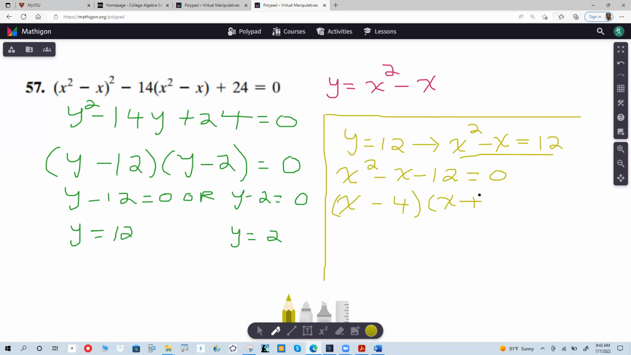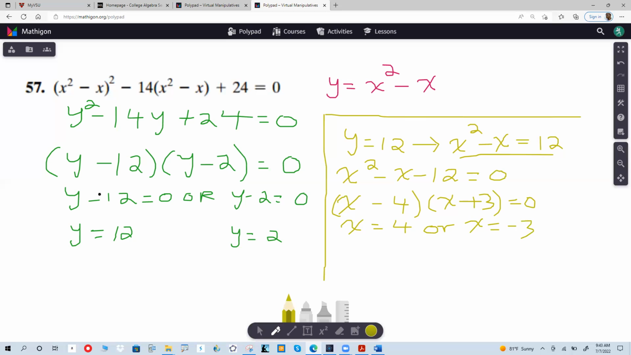I'm going to check it, okay? So this is the first thing I'm going to do. Plus 3 minus 4 is negative 12, and minus 4x and plus 3x is negative x. So I know I'm correct. And by now, hopefully you guys see that that means x is equal to 4 or x is equal to negative 3.